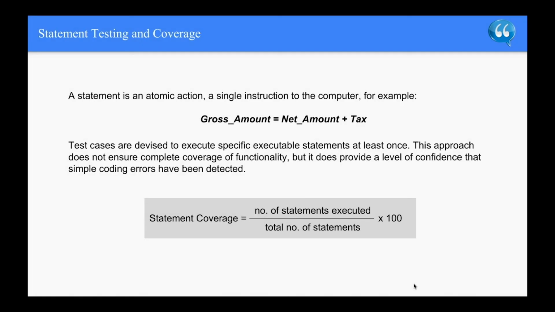Statement testing and coverage. A statement is an atomic action, a single instruction to the computer, for example gross amount equals net amount plus tax. Test cases are devised to execute specific executable statements at least once. This approach does not ensure complete coverage of functionality, but it does provide a level of confidence that simple code errors have been detected. Statement coverage equals the number of statements covered divided by the total number of statements, multiplied by 100.